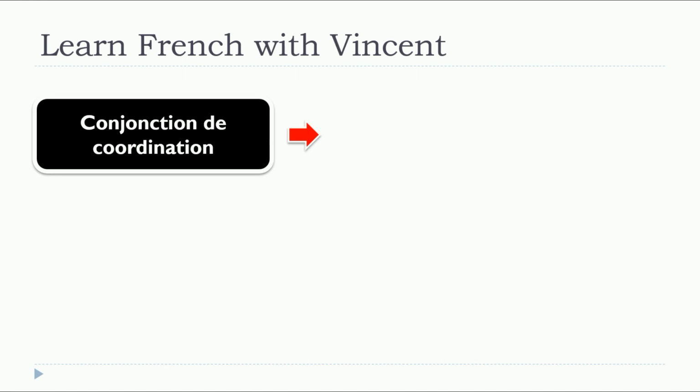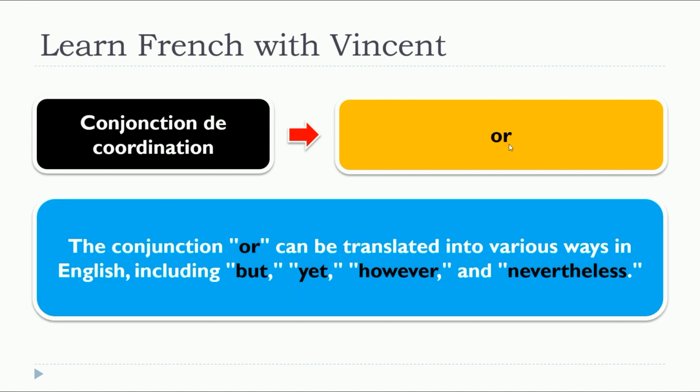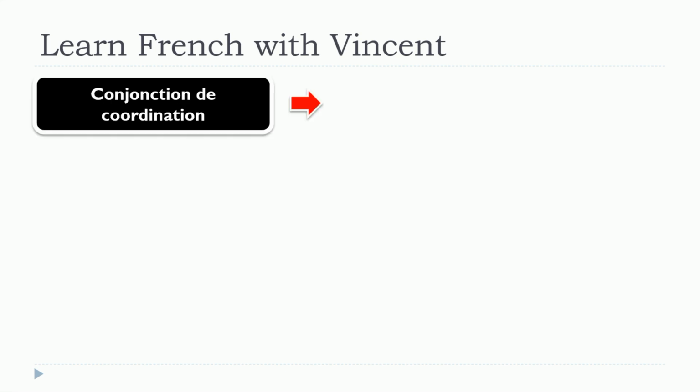So let's have a look now at the one that we're working on for this lesson, and it's or. And the conjunction or can be translated in various ways in English, including but, yet, however, and nevertheless. So let's see some examples now.